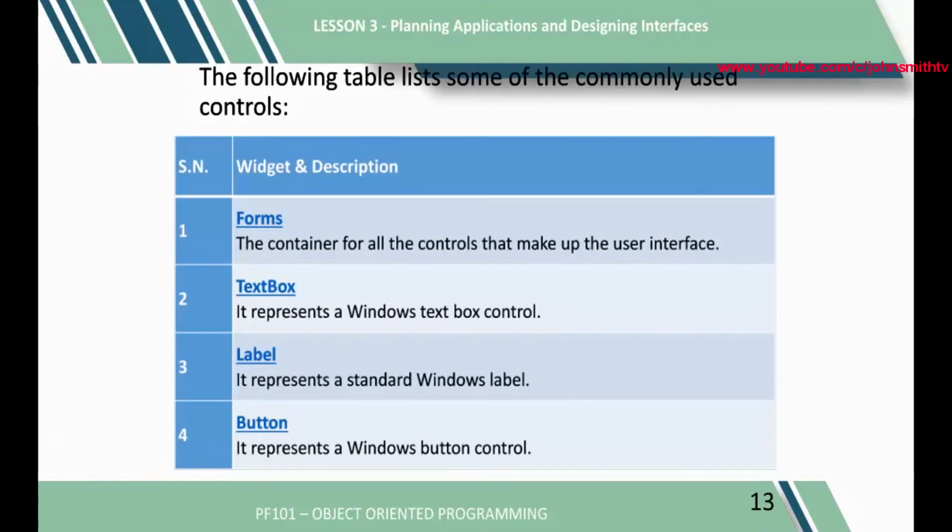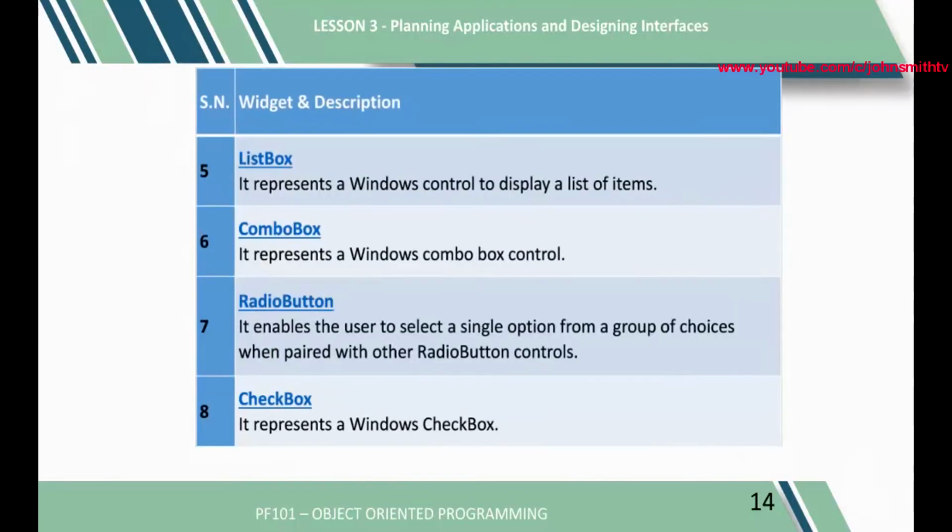Here are the well-known or commonly used controls in VB.NET. Forms, the container for all the controls that make up the user interface. Text box, it represents a Windows text box control. Label, it represents a standard Windows label. Button, it represents a Windows button control. List box, it represents a Windows control to display a list of items.